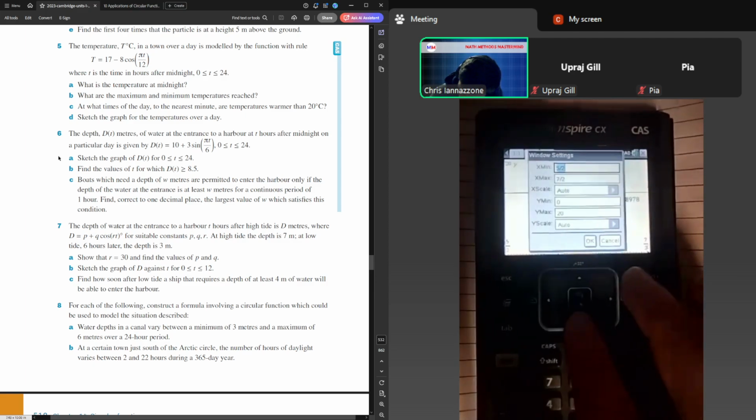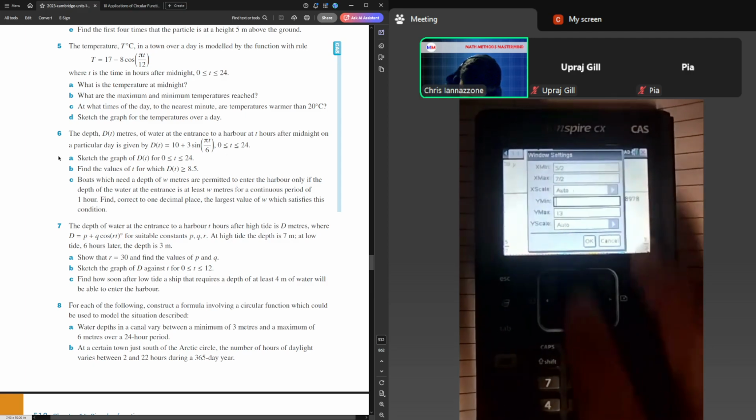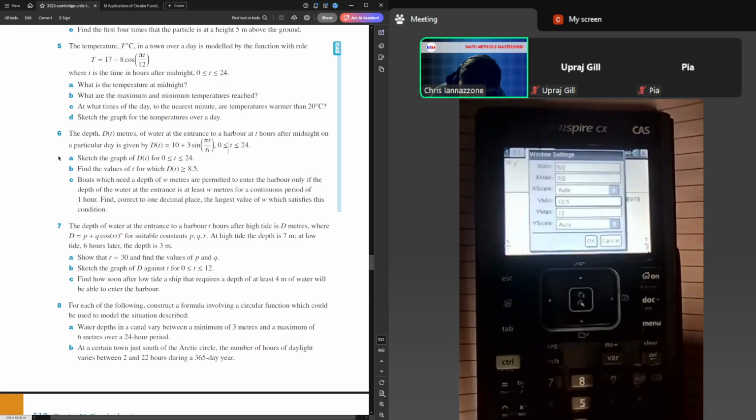Let me change our y values accordingly. So 13 was a max, so we put 13 in the max spot. 12.5, let's say, why not?